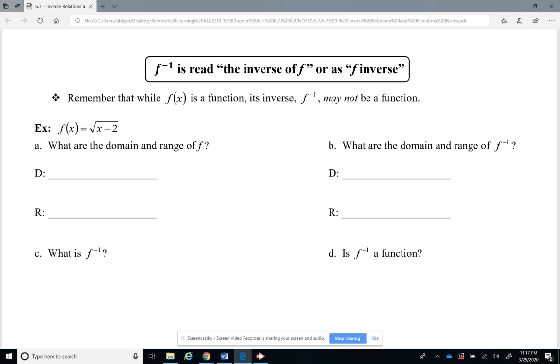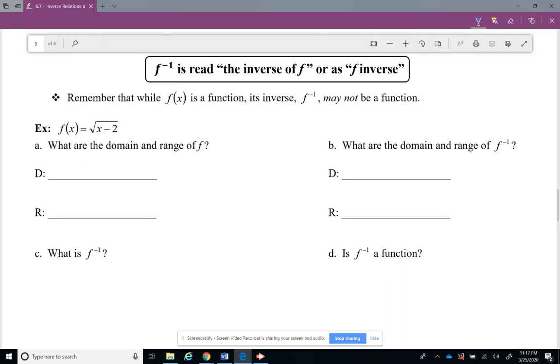All right, so we're still talking about inverse relations. So up at the top, you can see that it says f to the negative 1. When you see that, you don't really read it like that. You read it as the inverse of f or f inverse. So I'm going to write it over here to the right, and let's say it, f inverse. So that's pretty easy. All right, so remember that while f of x is a function, the inverse, f inverse, may not be a function.